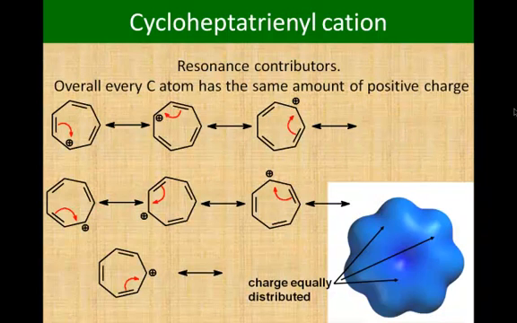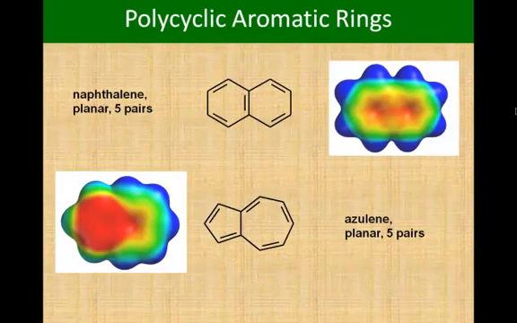We can delocalize that positive charge from the cycloheptatrienyl cation throughout the ring, evenly distributing that charge, which is reflected in the electron density map.